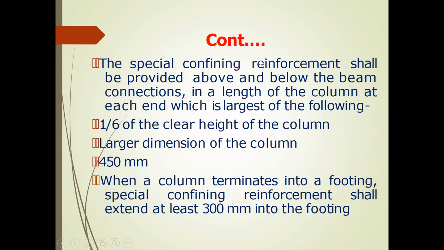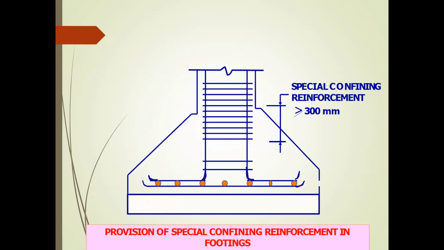13920. The special confining reinforcement shall be provided above and below the beam connections, in a length of the column at each end which is the largest of the following: 1/6 of the clear height of the column, the larger dimension of the column, or 450 mm. When a column terminates into a footing, special confining reinforcement shall extend at least 300 mm into the footing, like this. You can see here.